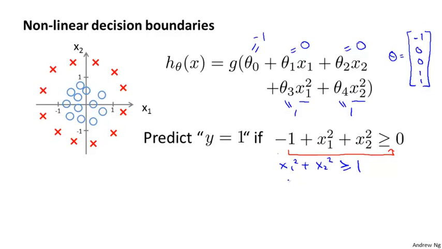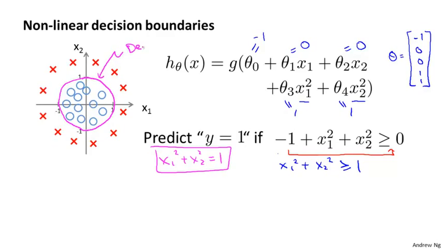So what does this decision boundary look like? Well, if you were to plot the curve for x1 squared plus x2 squared equals 1, some of you will recognize that that is the equation for a circle of radius 1 centered around the origin. So that is my decision boundary. And everything outside the circle, I'm going to predict as y equals 1. So out here is my y equals 1 region. I'm going to predict y equals 1 out here. And inside the circle is where I'll predict y is equal to 0.